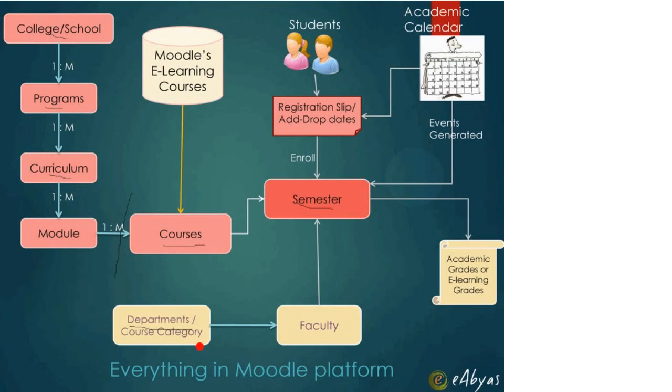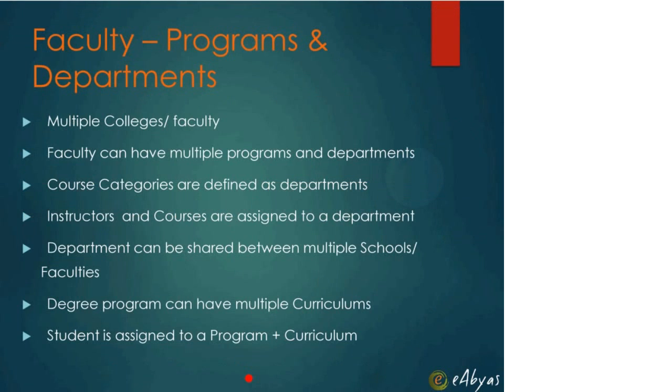And next is the faculty, and sometimes we call them, especially in Ethiopia, faculty. So we use school, college, and faculty as the naming for that particular college. Okay, I'm going to repeat all of them. A faculty can have multiple programs and departments, and courses are defined in departments, course categories are defined in departments.